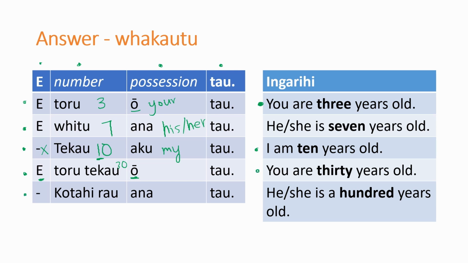Lastly, kotahi rau ana tau. Kotahi means 1, rau means 100. So you're essentially saying 1 of 100. Ana, his or her, age, which means he or she is 100 years old. And remember, because the first number is not between 2 and 9, you drop the e.